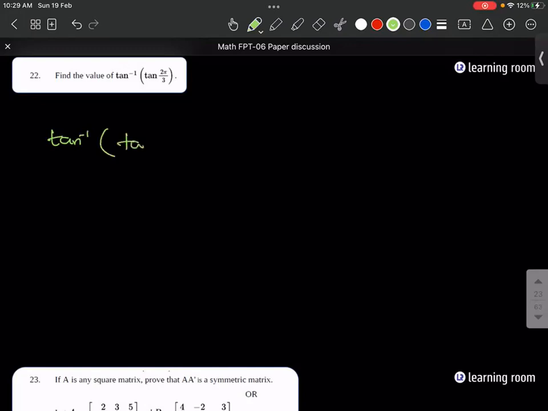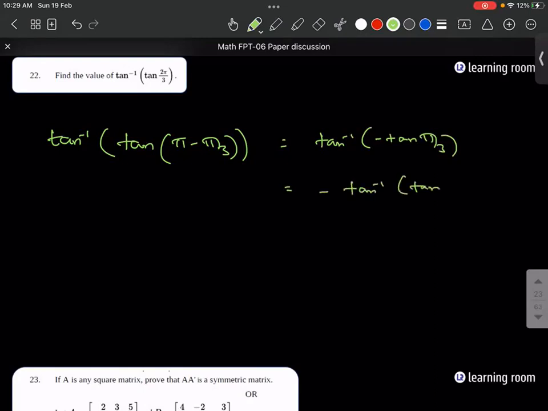Find the value of tan inverse of tan 2 pi by 3. So tan inverse of tan of 2 pi by 3, how can you write it? You can write it as pi minus pi by 3. So tan inverse of minus tan pi by 3. So this will be minus tan inverse of tan pi by 3, which is basically minus pi by 3.